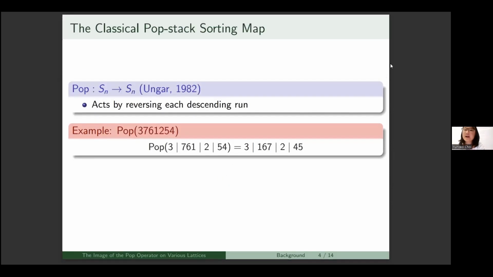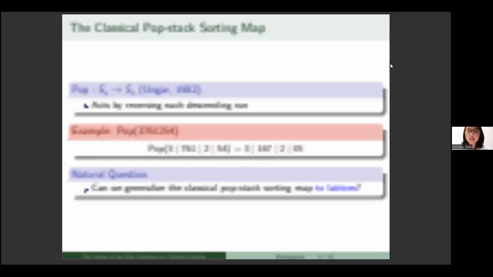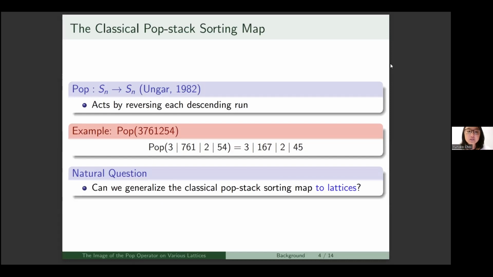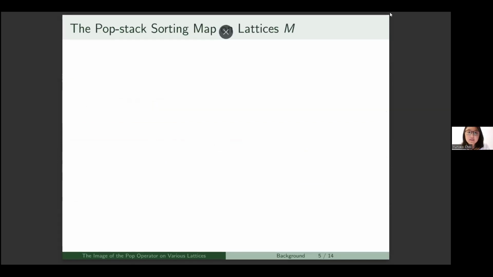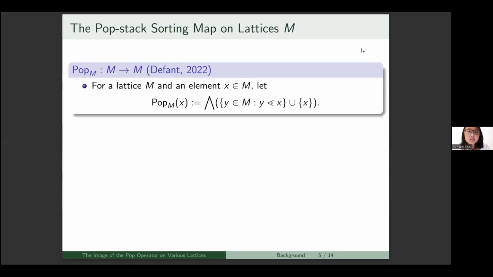And so we can come back to our original question of how we can generalize the classical pop stack sorting map, and refine it by asking how we can generalize it, not just to any structures, but to lattices. Defant in 2022 answered this question. What he did was, for any element x, in order to define the pop operator, we take all the elements that x covers, that's this first set up here, then take the union with x, and then take their greatest lower bound.